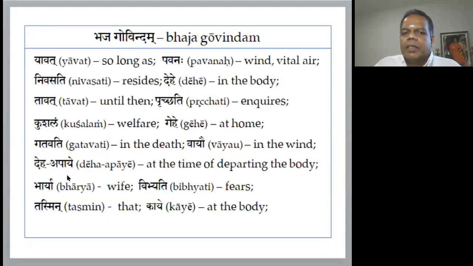Deha apaye. This is also seventh vibhakti. Deha means body. Apaya means at the time of someone leaving. So at the time of departing the body, at the time of death, when the wind departs from the body.